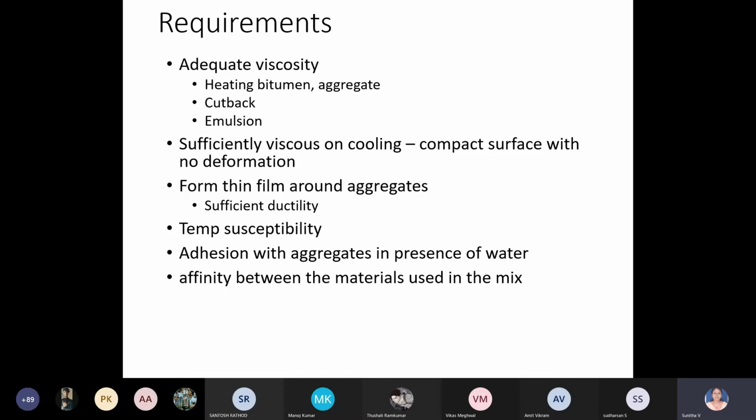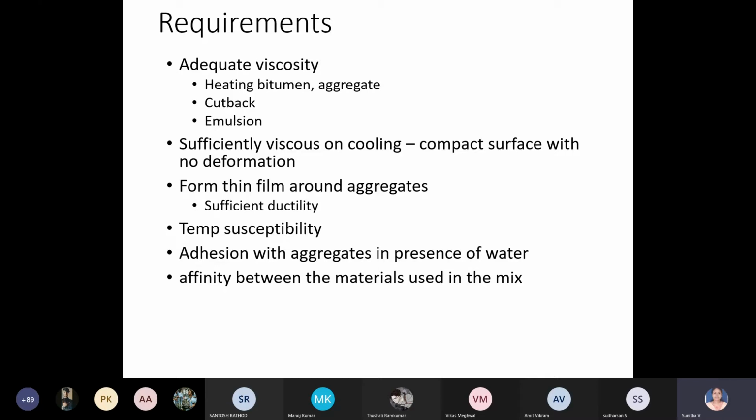What temperature is required depends on the grade of bitumen. Earlier, bitumen was graded based on the penetration test, which I will explain later. After that, it's based on viscosity grading, called VG10, VG20, VG30, VG40, etc. For all these bitumen grades, the temperature susceptibility is different, and the viscosity or ductility value is different.